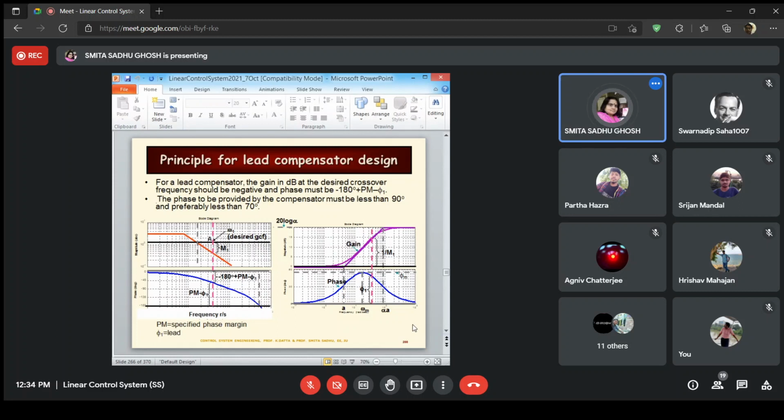No confusion? As clear as water, is it? Okay, let us see as we proceed. So now, again, the same thing.